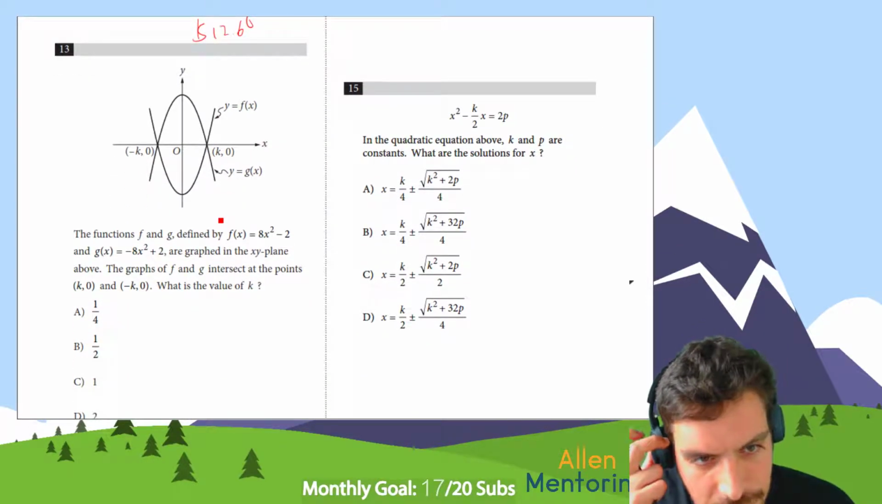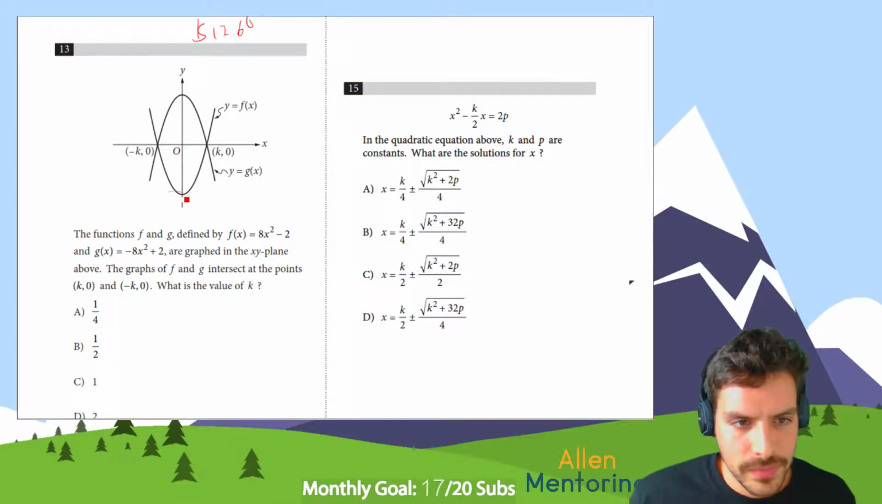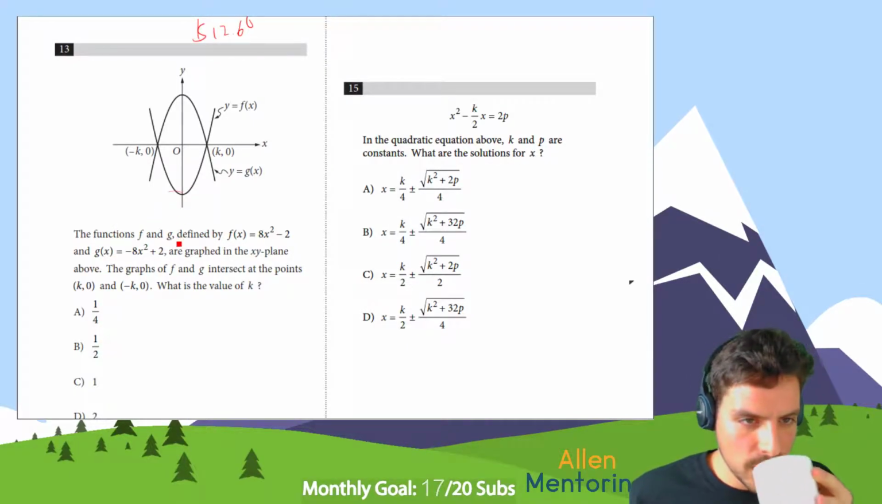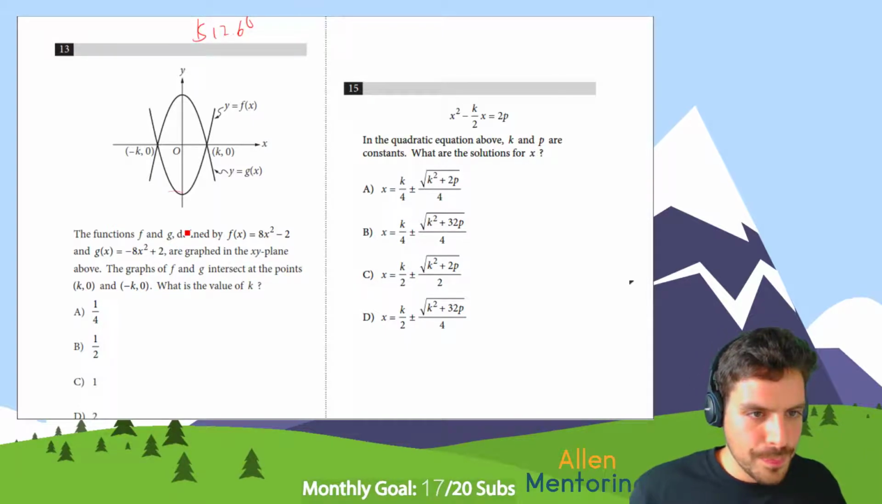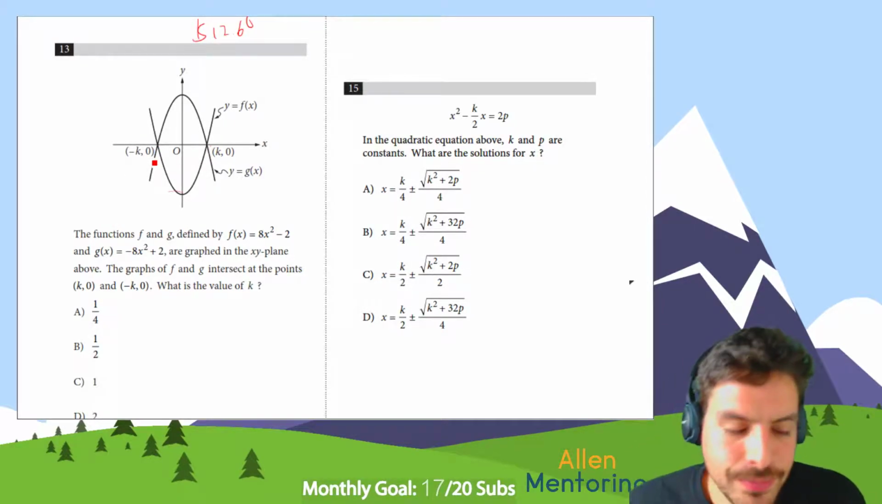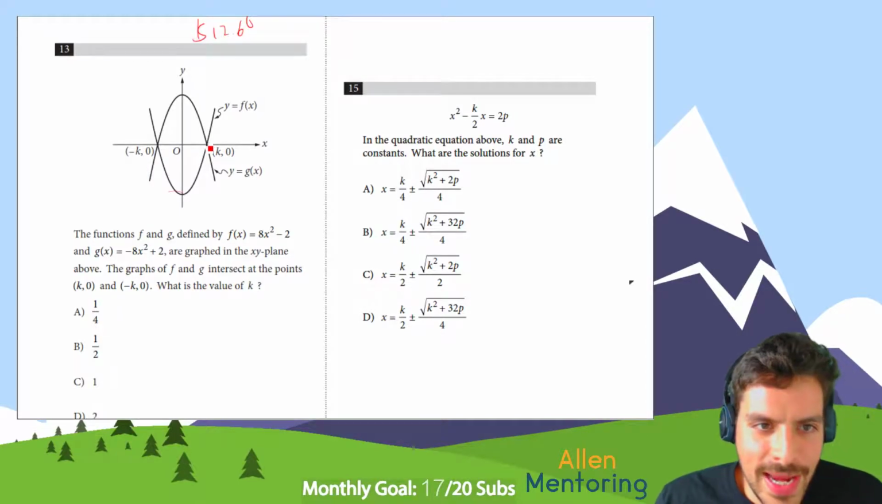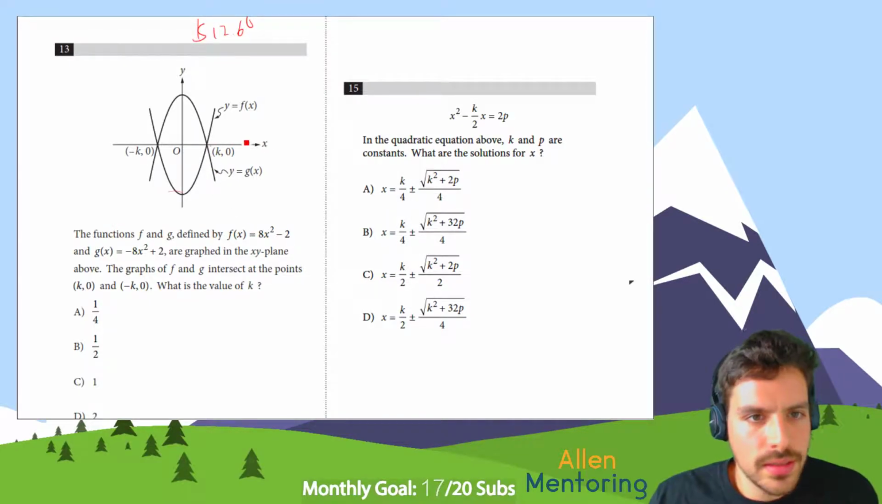Okay, the functions f and g are defined by f of x equal to this and g of x equal to that. The above graphs intersect at the points k, 0. Gotcha. What is the value of k? Okay, this makes sense. So really all we have to see here, because we know that k is x, this is the x-axis and this is the x coordinate. So k is kind of like our x in this problem.